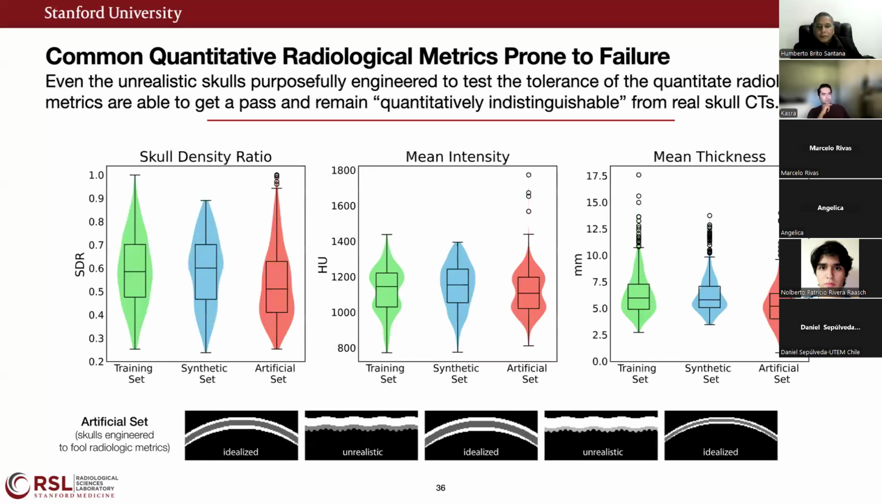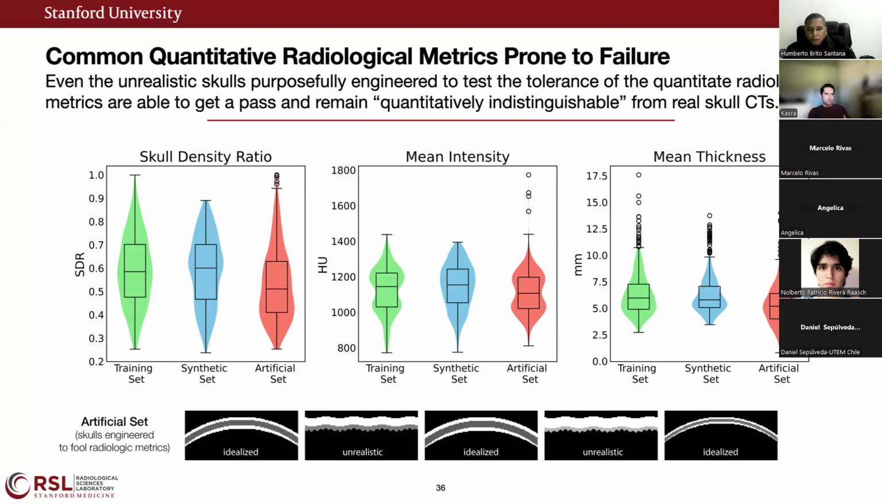And sure enough, we were able to do that. So I'm showing the distributions of the samples we have generated. And I'm showing you the distributions for each of the 3 radiological metrics: skull density ratio, mean intensity, and mean thickness. The green distribution is for the training set, which is the real skull CT. The blue distribution is for the synthetic set that SkullGAN generates.